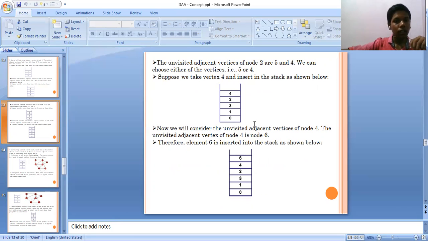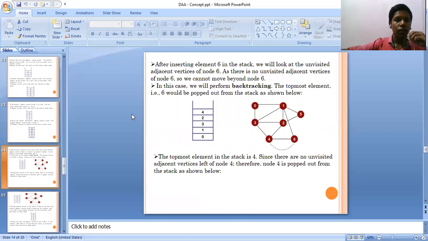Now we will consider the unvisited adjacent vertices of node 4. The unvisited adjacent vertex of node 4 is node 6. Therefore, element 6 is inserted into the stack as shown below. After inserting element 6 in the stack, we will look at the unvisited adjacent vertices of node 6. As there are no unvisited adjacent vertices of node 6, we cannot move beyond node 6. In this case, we will perform backtracking. The topmost element, that is 6, would be popped out from the stack as shown below.